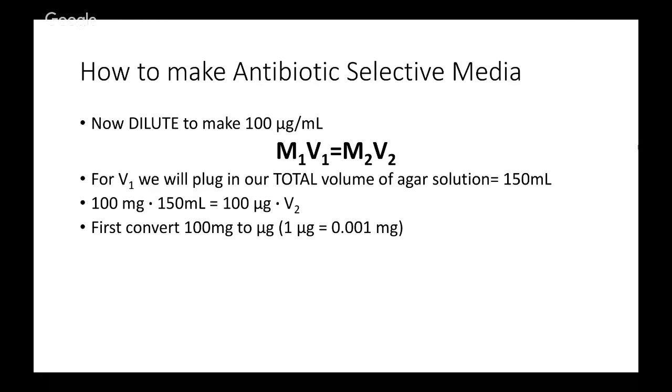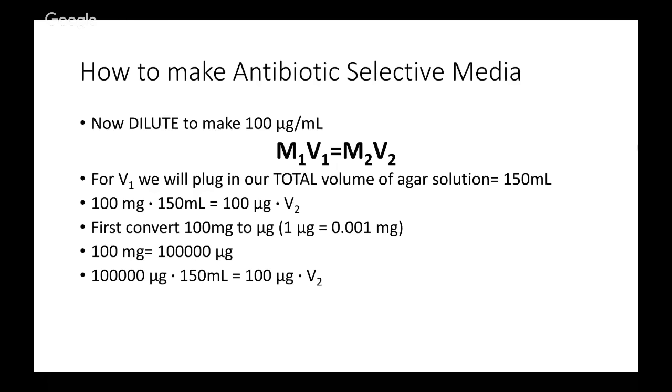But first, you're going to have to convert milligrams to micrograms, and I handily gave you what the conversion is. So you're going to plug that back into the formula, as you can see right here. Do some maths, and then figure out V2. So V2 ultimately was 0.15 milliliters.